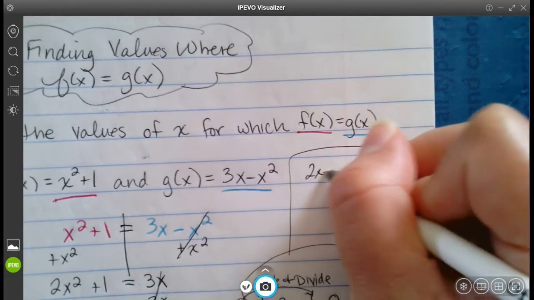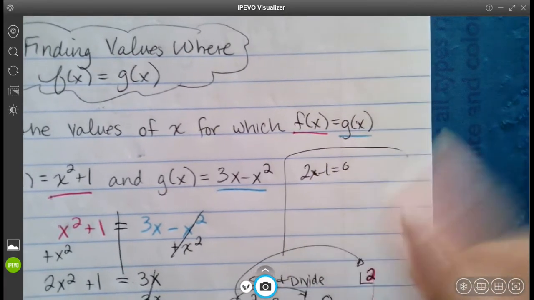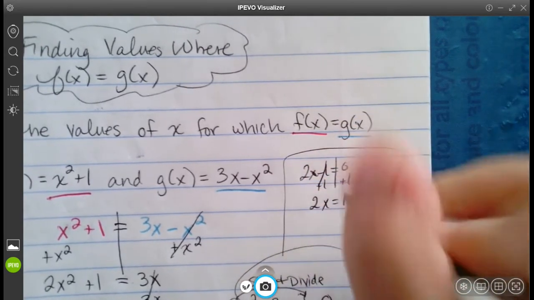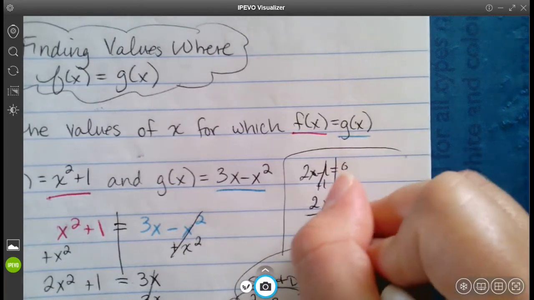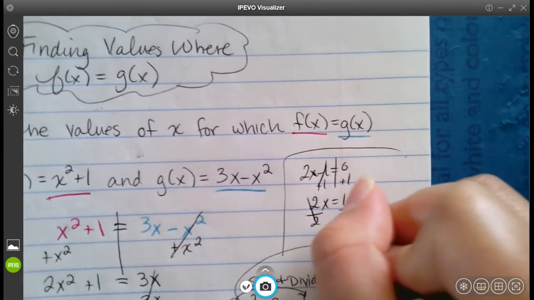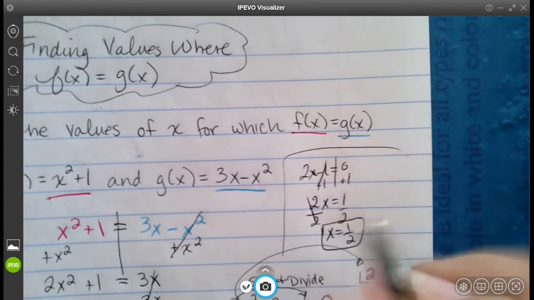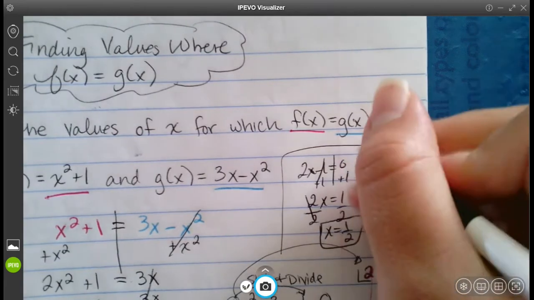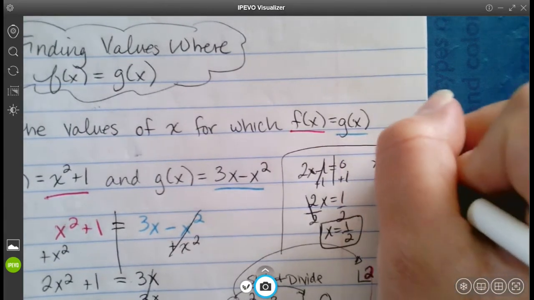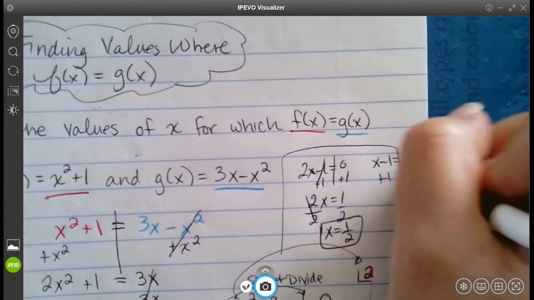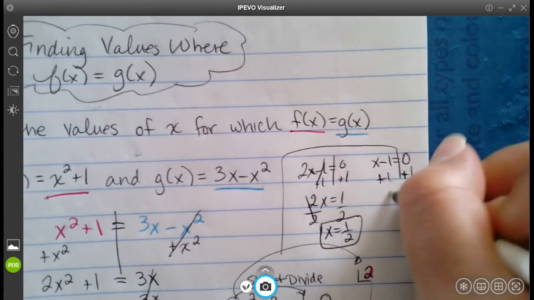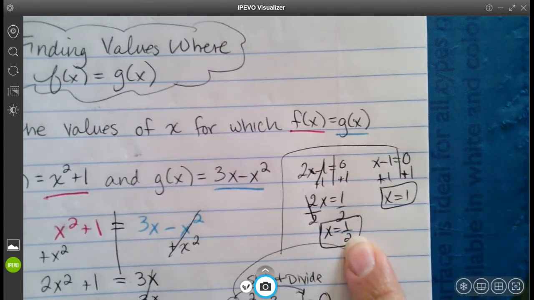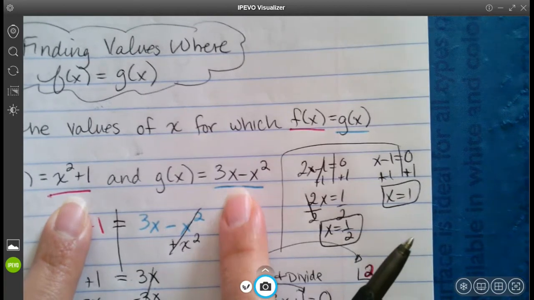So we had 2x minus 1 equals 0. So plus 1 plus 1, 2x is equal to 1. Divide both sides by 2, so x is equal to a half. So that's one of the answers. The other answer is easier to see because it was just x minus 1 equals 0. So I just have to add 1. x equals 1.